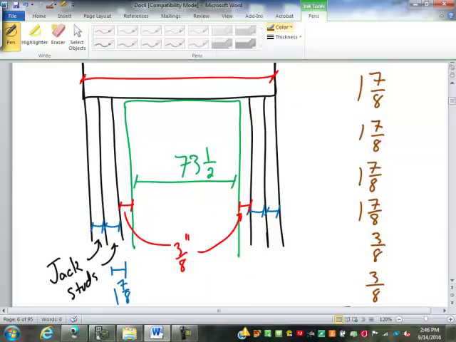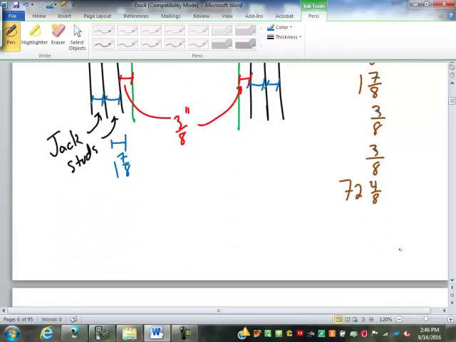So, adding up, I've got 7 plus 7 is 14, 21, 28. Plus 3 is 31. Plus 3 is 34. Plus 4 is 38. That's 38/8. 8 goes into 38 4 times. 8 times 4 is 32. So that'd be 6/8 left over. 6/8 is 3/4. We'll carry the 4.